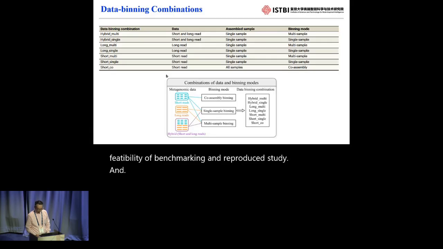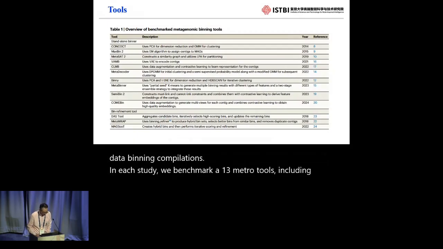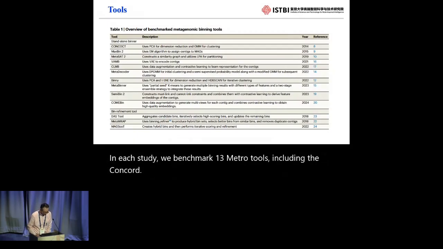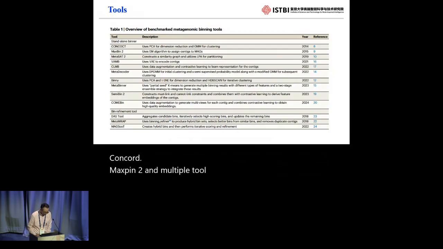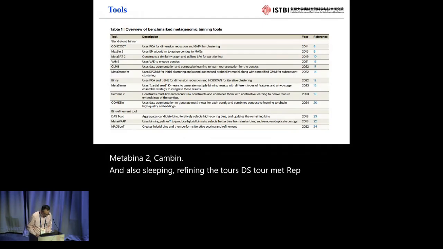And our study introduced several data-binning combinations. This table summarizes the data type, assembly strategy, and binning mode associated with each data-binning combination. In this study, we benchmark 13 metagenomic binning tools, including Concoct, MaxBin2, MetaBAT2, CLMB, MetaDecoder, VAMB, MetaBinner, SemiBin2, COMEBin, and also 3 bin refinement tools: DAS Tool, MetaWRAP, and MAGScoT.